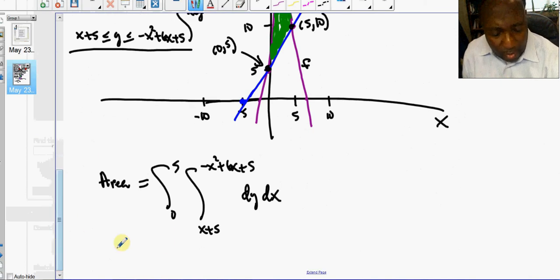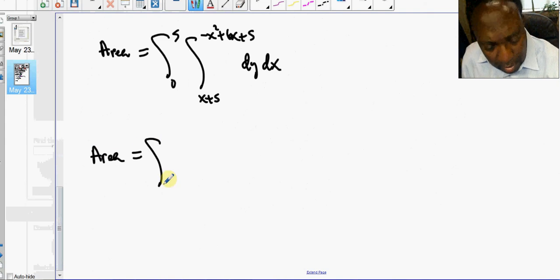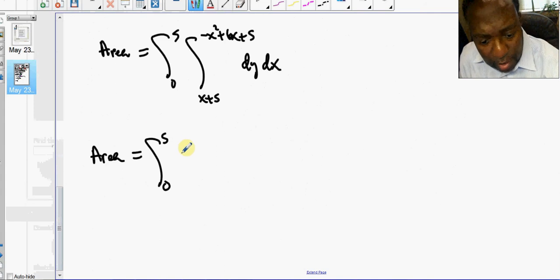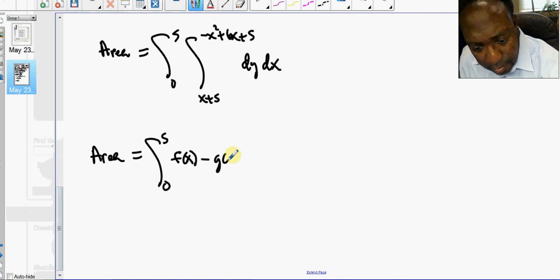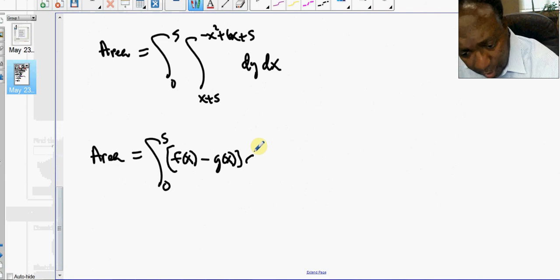Now, but in calculus 1, how it's introduced, the area here goes from 0 to 5 for the bounded region for x. But then we say that whatever the top function is, it's going to be that f of x, then it's going to be minus the g of x. This is exactly the integral from x plus 5 to negative x squared plus 6x plus 5 with respect to y. And then we just say this is dx.